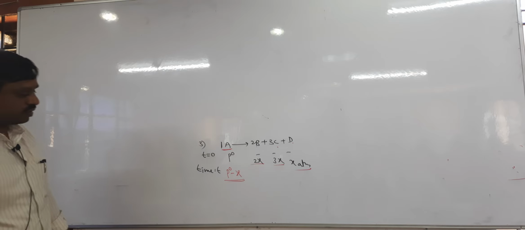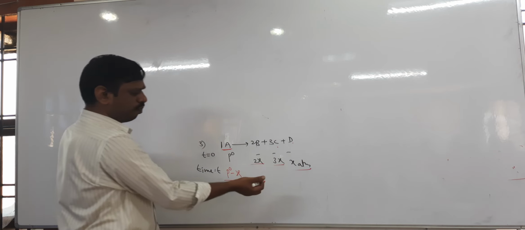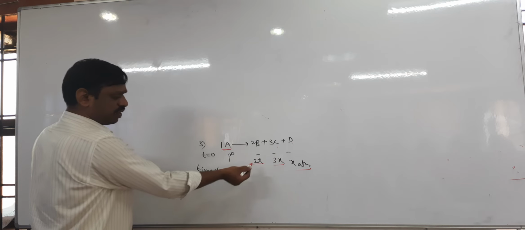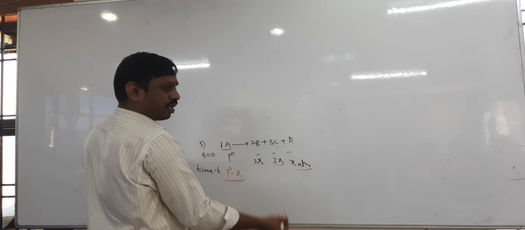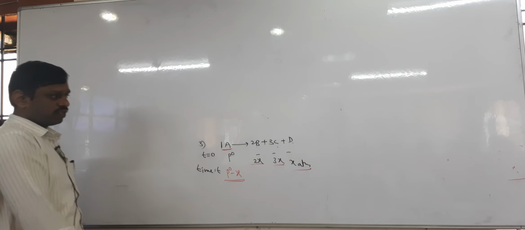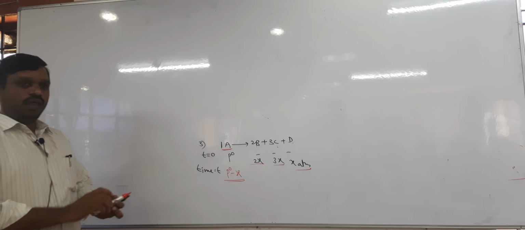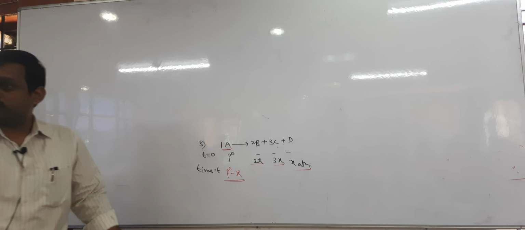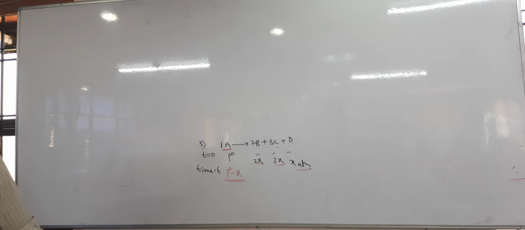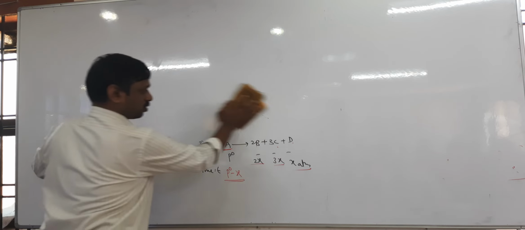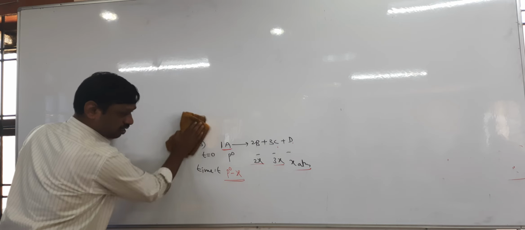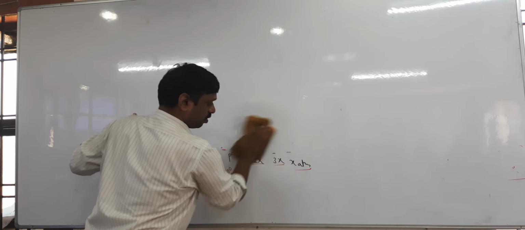You understand? So therefore, you can write the P total. P total equal to P naught minus x plus 2x, 3x, x. So I think P naught plus 5x. Therefore, you can write the equilibrium constant in terms of P total. Okay. So today evening we will discuss all the questions. Okay, fine.